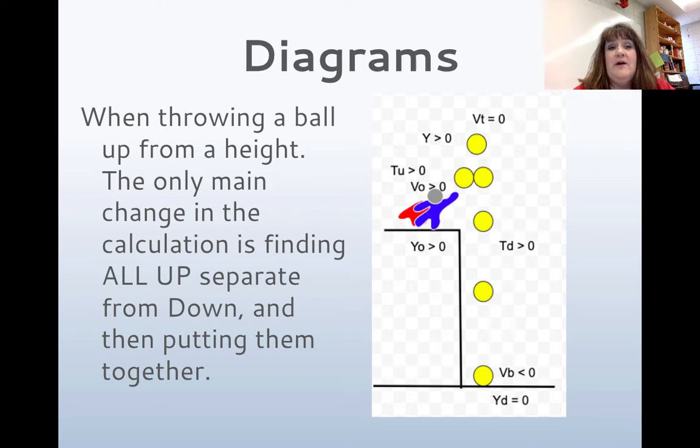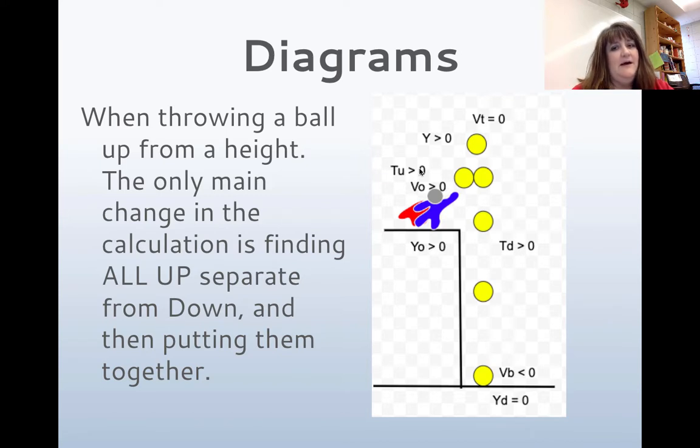So when we throw a ball up from a height, the only main change in the calculation is that you have to find everything going up like you did for the beginning of 2.1, or I'm sorry, 2.2. Find time up, everything going up, because you're throwing it up, and then separate everything from time down, which is more like free fall.